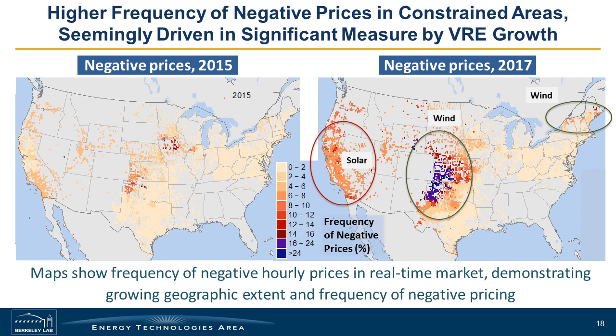In California, for example, most nodes experience negative LMPs in at least 6% of the hours of the year. And the places where we're seeing these negative prices occurring is generally correlated with places where we see significant wind and solar deployment.